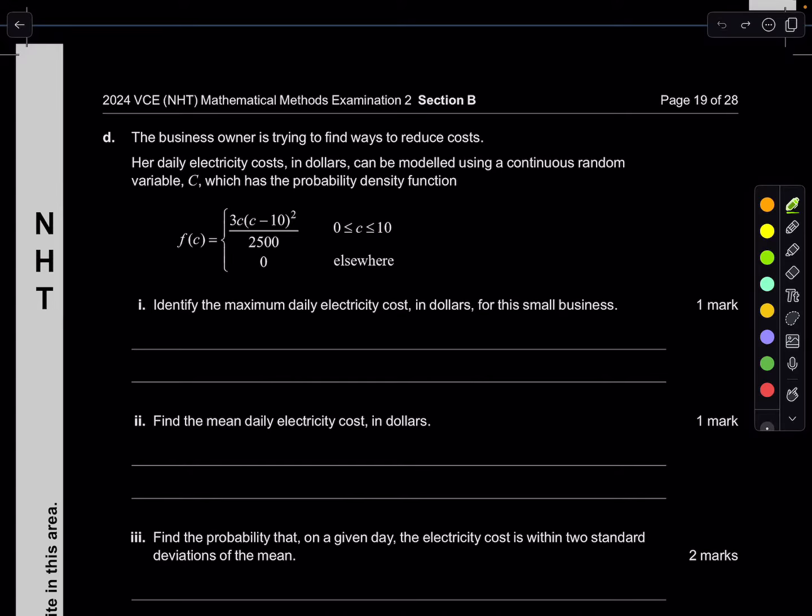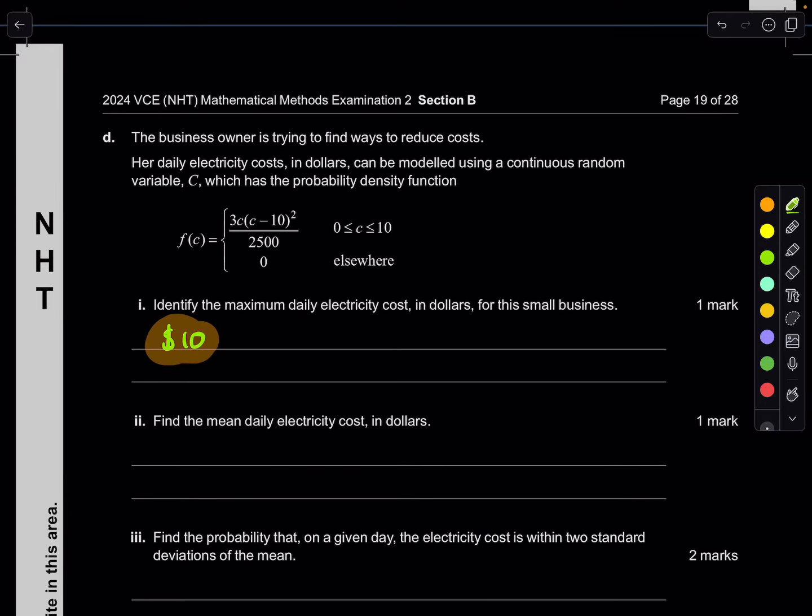Because C is the cost, and we want the maximum. So the maximum daily electricity cost, isn't it just 10? The lowest is 0, but the highest is 10. So the maximum is actually $10. That's a nice, easy part. So it is $10. That was an easy one.